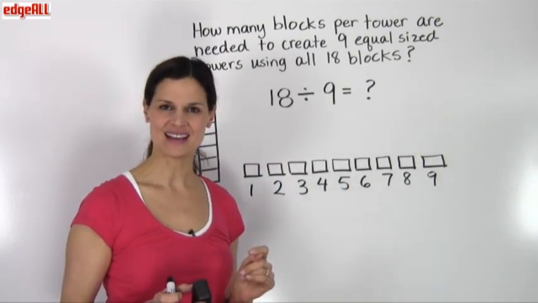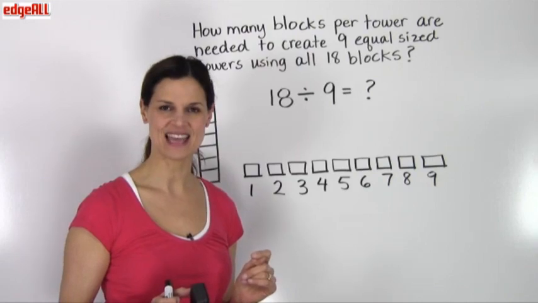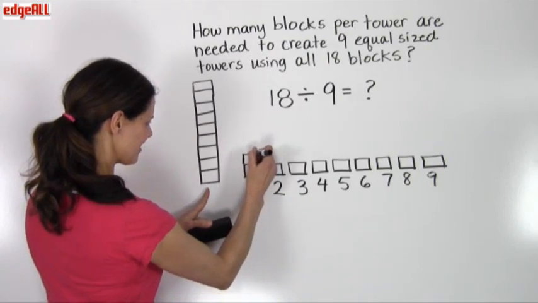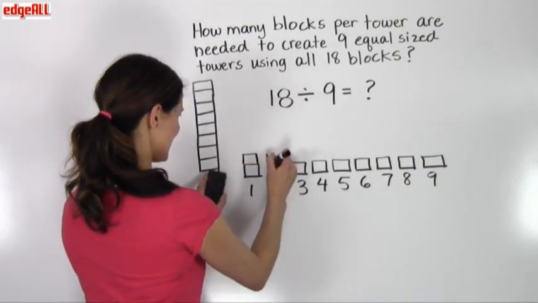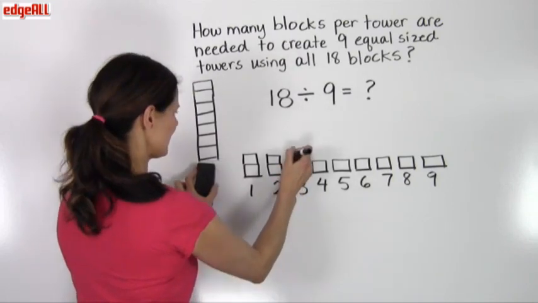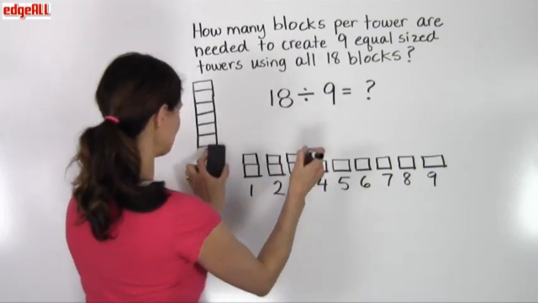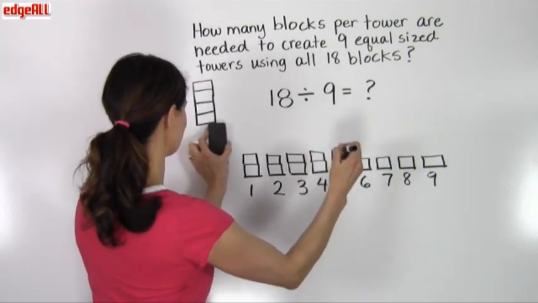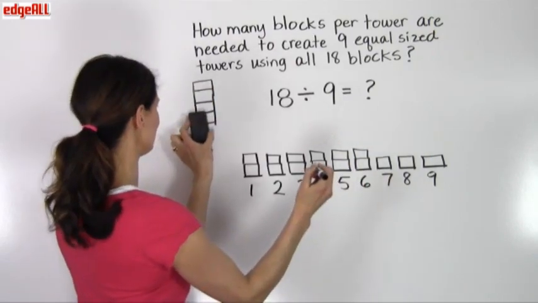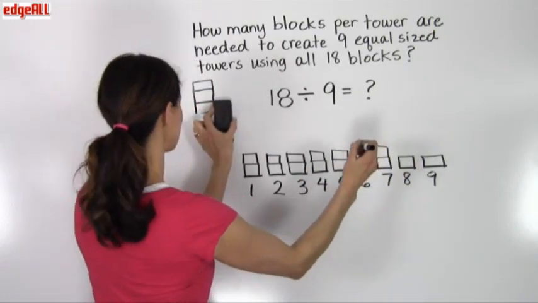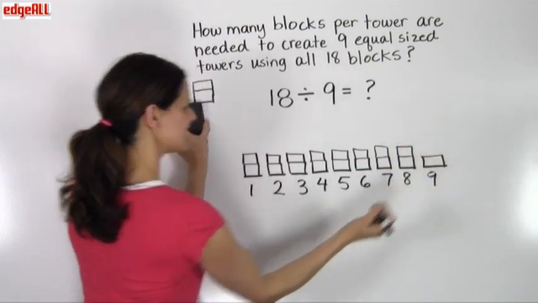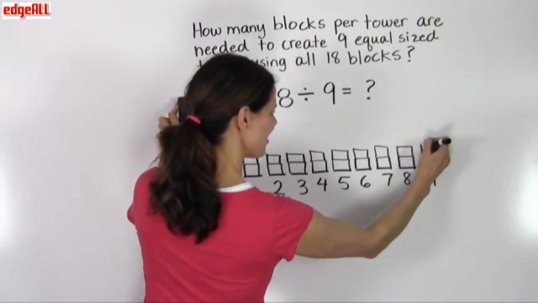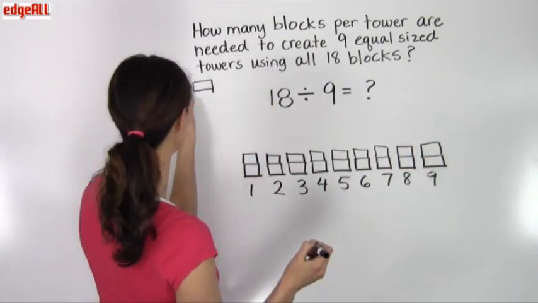Let's see if we have enough blocks in our stack of 18 to place a second block on each of the 9 towers. Starting again here at the 1, I place a block. Over the 2, another block. On the 3rd tower, another block. On the 4th tower, one more. On the 5th tower, another one. On the 6th tower, another block. A block for the 7th tower. A block for the 8th tower. And look at that. We've got one block left that will be placed on our 9th tower.